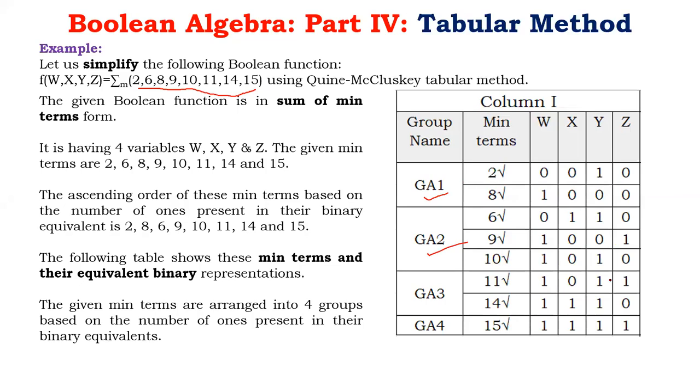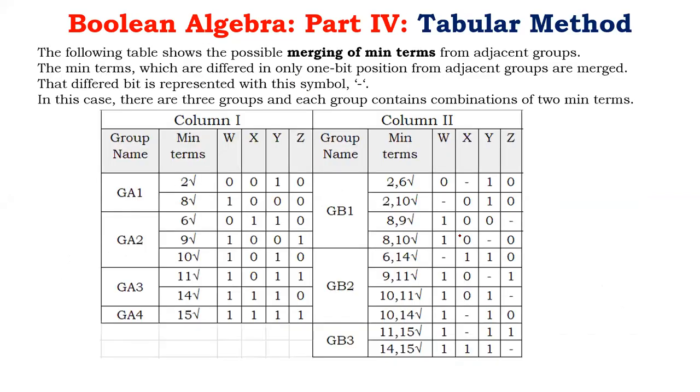For 3 ones, that is 11 and 14, and it is in ascending order. Okay, so this is 11, 14 and 15. Now 11 has 3 ones, 14 has 3 ones, 15 has 3 ones. So this is step 1. Now we go for step 2, that is the comparison.